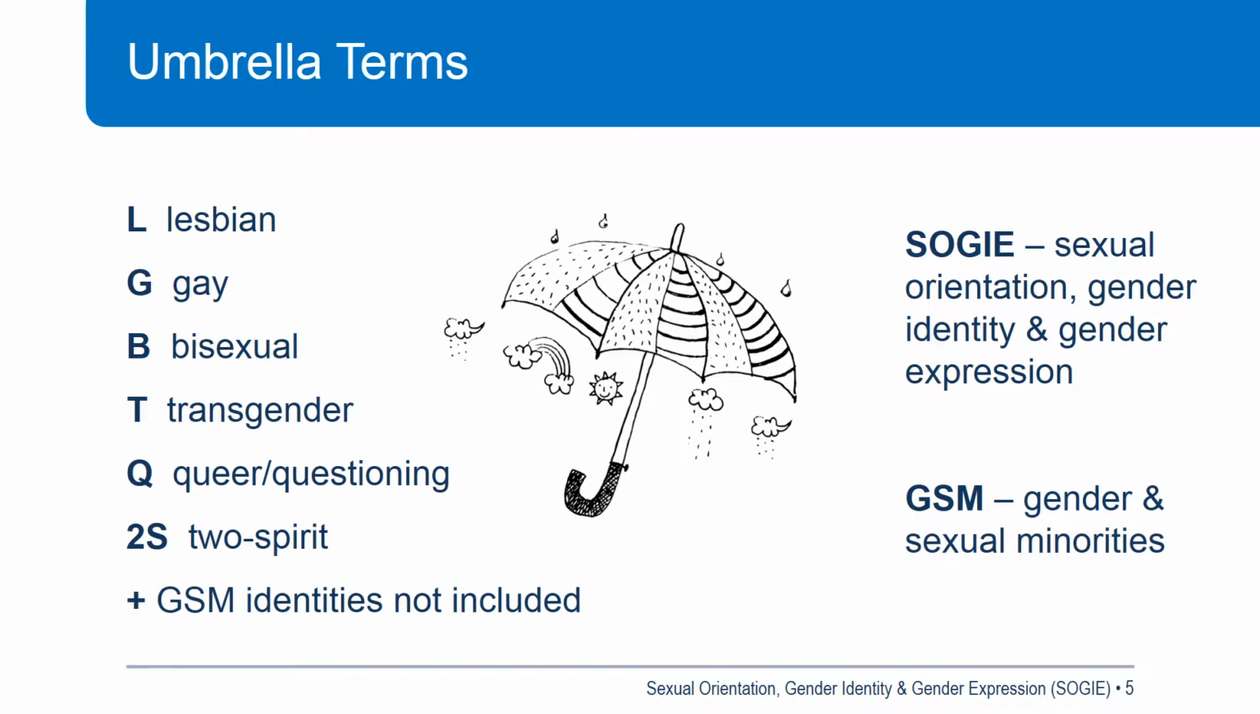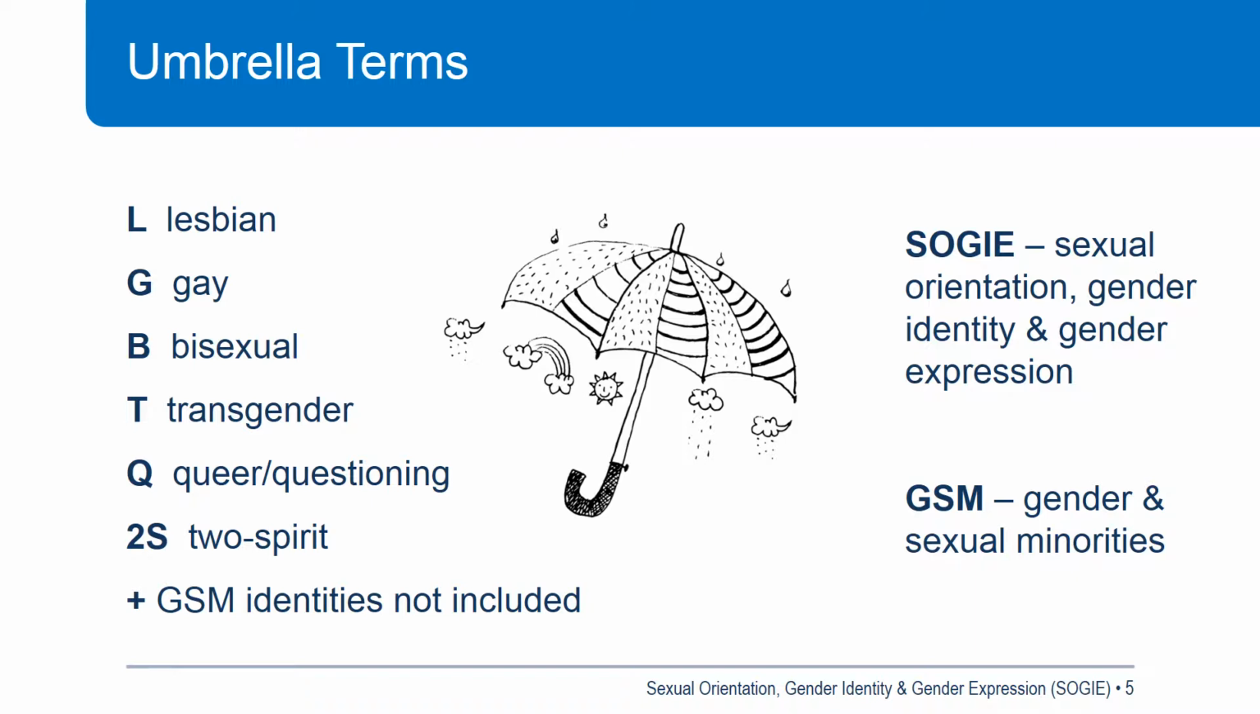Sometimes you will see the star or the plus used to represent the many diverse sexual orientations and identities that are part of multiple communities, and we also use Two-Spirit. You'll also see gender and sexual minorities. Not everyone likes every term. A term that we most often use in our toolkit is that of sexual orientation, gender identity and gender expression.